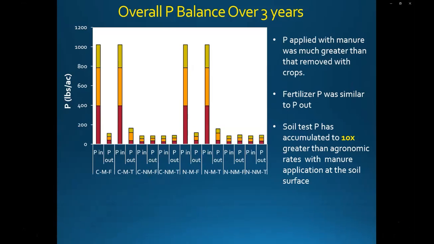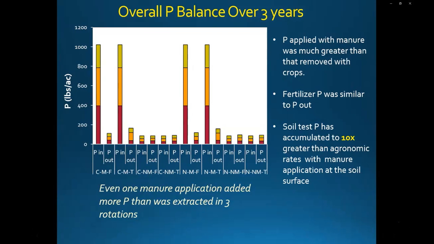So this phosphorus has accumulated in the soil surface again, and the soil test P now is approximately 10 times greater than the agronomic rate when we had these manure applications. So even with one manure application, we added more phosphorus than what was removed with this 3-year cropping rotation. So you can see, again, it's really easy to build phosphorus up in these soils, and it's pretty hard to draw them back down once you've gotten to really high levels.